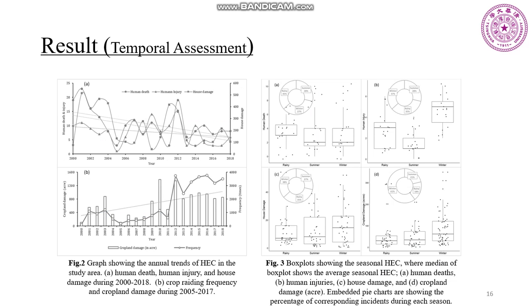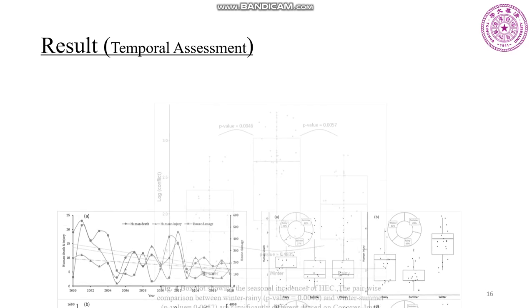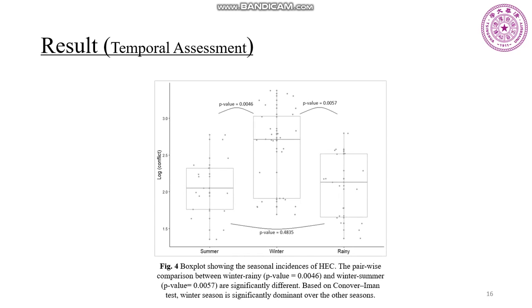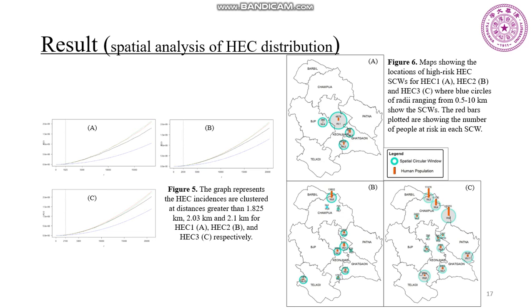So what are the results? The major results: I found that there are 4 kinds of HEC: human death, human injury, house damage, and crop damage. All 3 of human death, injury, and house damage have been declining since 2001, but crop damage has been increasing since 2009 till 2018. The major temporal pattern that I found is that the winter season is significantly dominant over the other seasons.